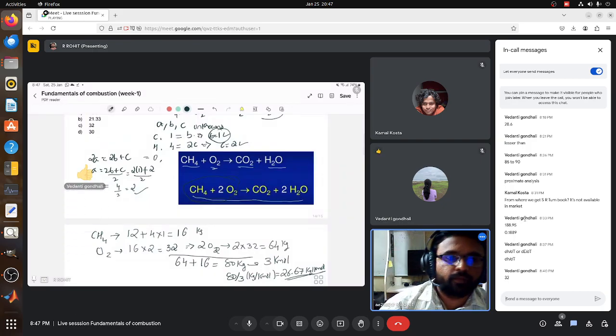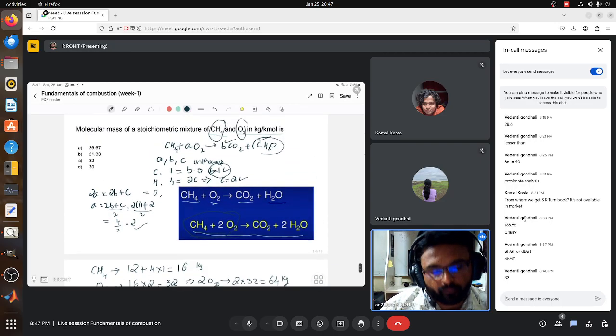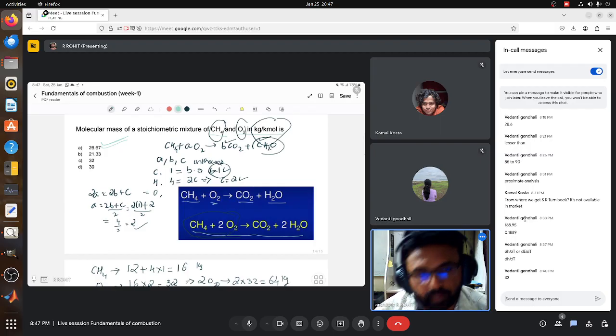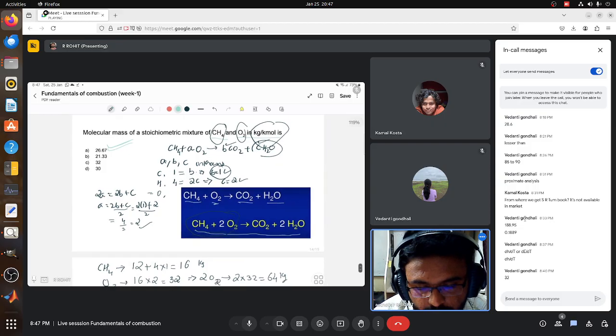So I hope you understood. These questions are simple, but you need to take care of what units you need to be taking out. So here the answer is 26.67. The important thing is what units you need to be careful about, and what they have asked. So you need to properly read the question and answer properly, so that you don't make mistakes when you are doing your assignments. So I hope that is clear.